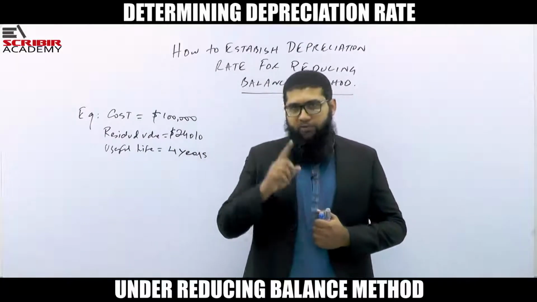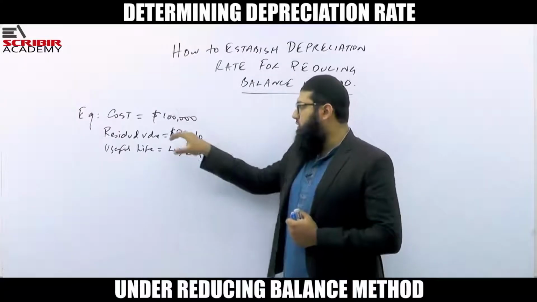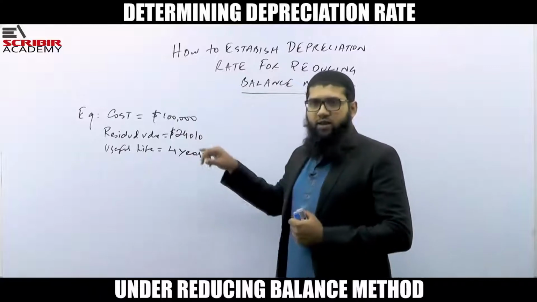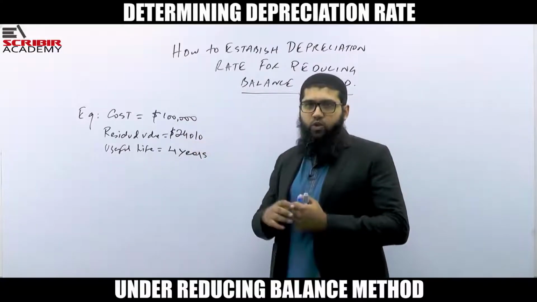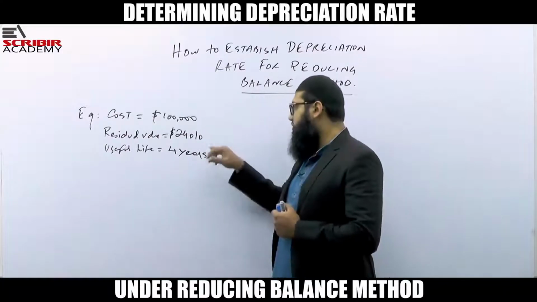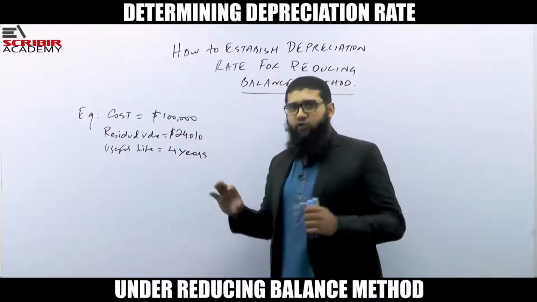Before I proceed, I am going to take this example where I am being told that the cost of the asset is 100,000 and the residual value is 24,010. The useful life of the asset is 4 years.